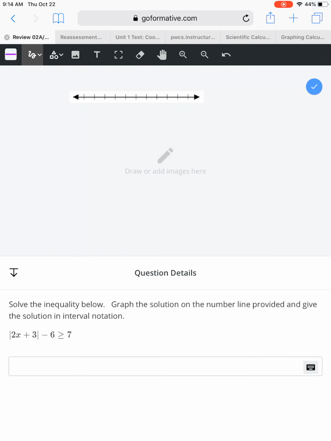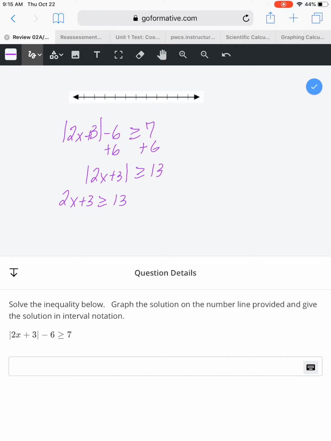This is really wonky. Okay, so my next one, absolute value of 2x plus 3 minus 6 is greater than or equal to 7. I add 6 on each side. 2x plus 3 is greater than or equal to 13. Because you want to get your absolute value by itself. You solve it twice. 2x plus 3 is greater than or equal to positive 13. Or you have 2x plus 3, you change your symbol, so it's going to be less than or equal to, instead of positive 13, you're going to have negative 13.